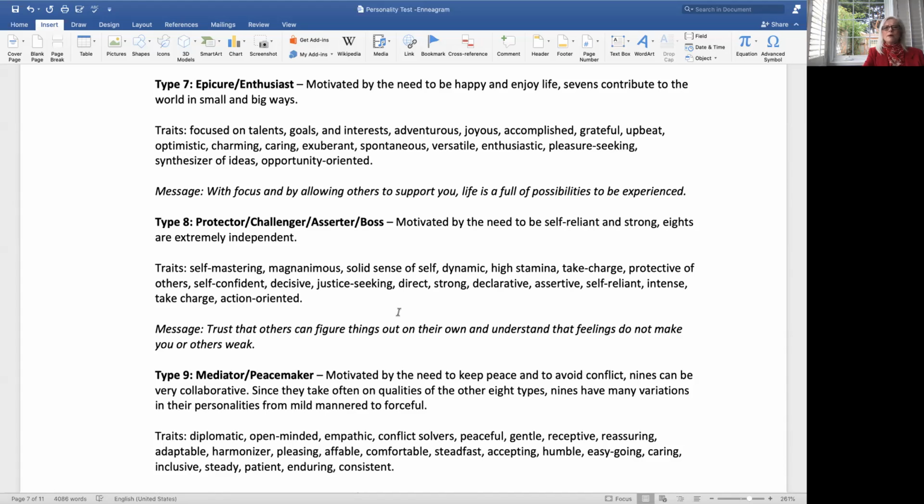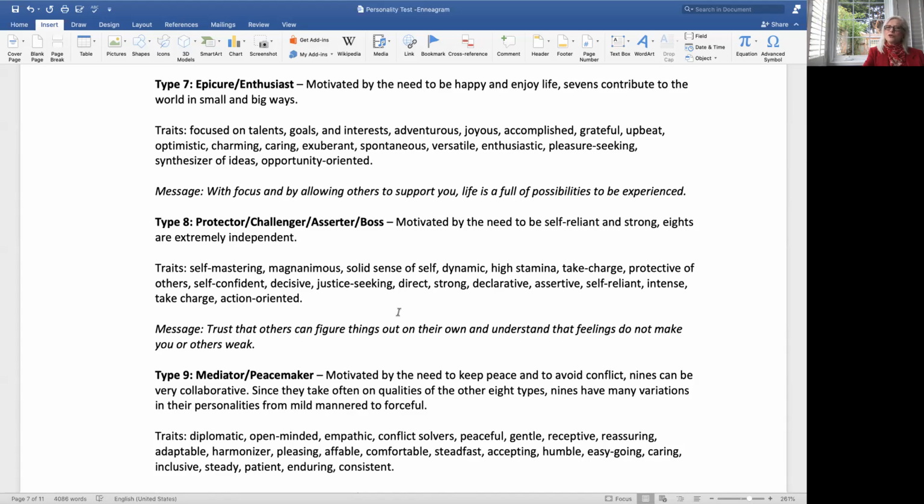So the message that I'd like the sevens to focus in on is allow others to support you. So don't go solo so that you can get to that finish line on projects that are of interest. And just remember that, you know, your focus is important.